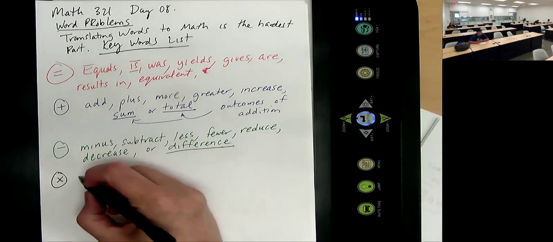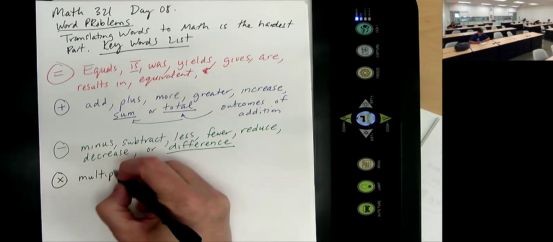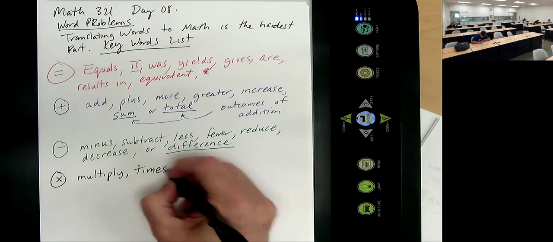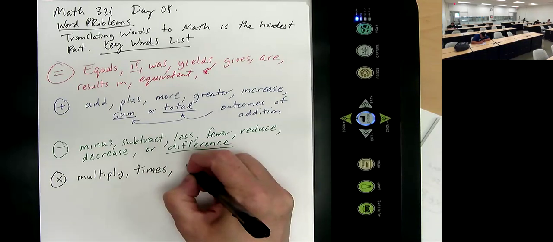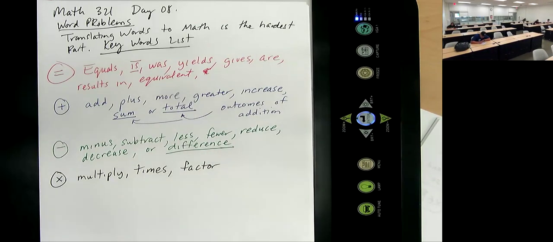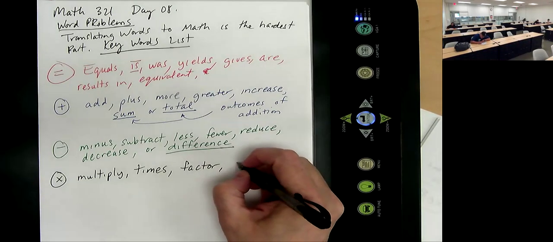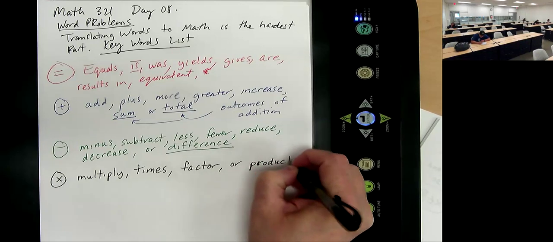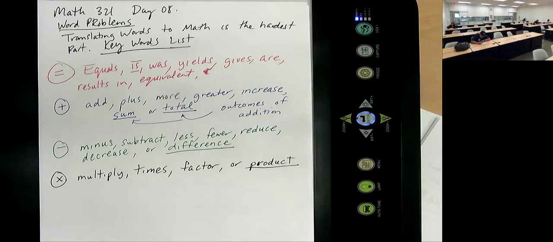Multiply. Multiply doesn't have that many. Multiply or times are the ones we use the most often. Factor is one of the things that you multiply together. Like 2 times 3, the 2 and 3 are both factors. And the outcome of multiplication is called the product. So like what is the product of two numbers? They're asking what do you get when you multiply them?